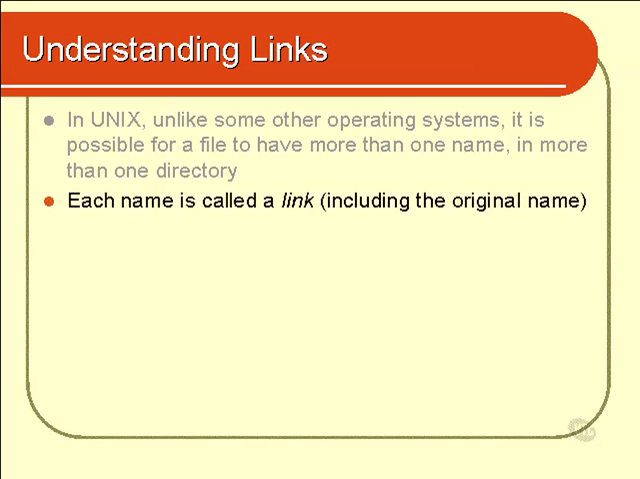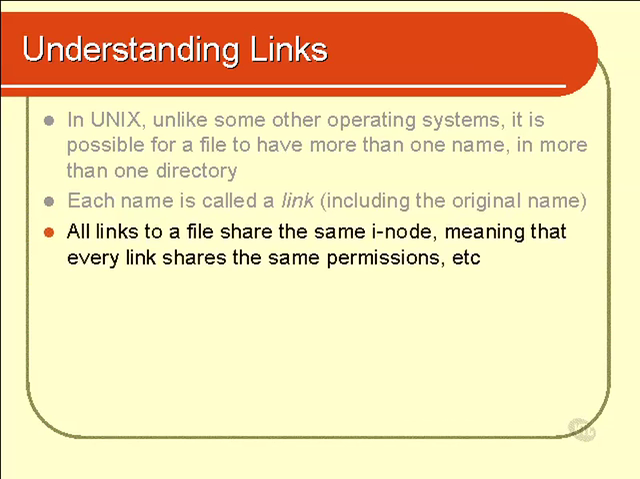Each of these names is called a link. We can say that that particular file has two links. Each link shares the same data. Each link also shares the same inode. So there's only one inode. There's one set of data, in other words there's one block, and there's also one inode. That obviously means that each link to the file shares the same permissions. If you change the permissions on one, you're changing the permissions on the other one. If I choose to make one of them read-only, the other one becomes read-only as well. I can't change one independently of the other.